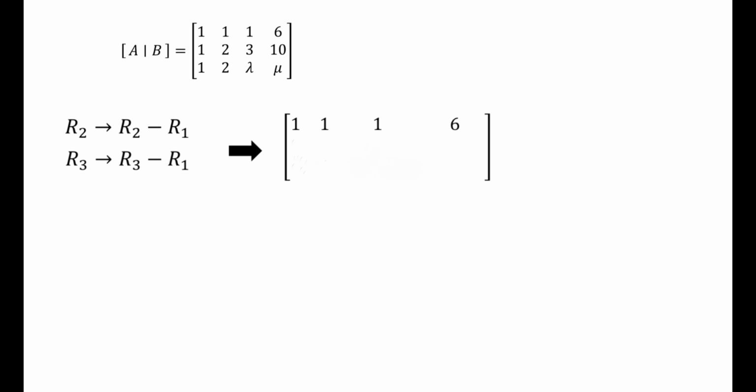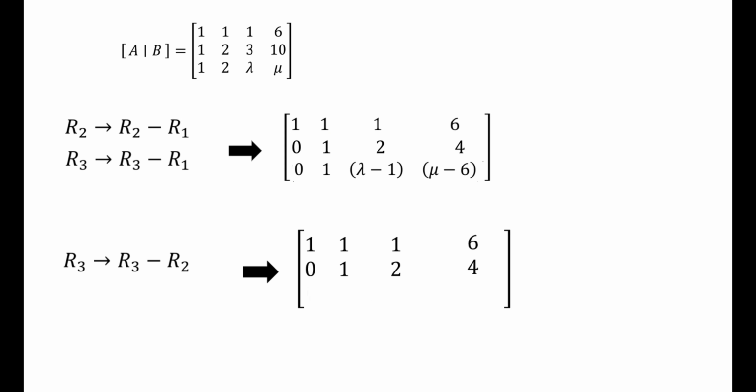While reducing this matrix in echelon form, the operations will be changing R2 as R2 minus R1, R3 as R3 minus R1. So the first row will be written as it is. For the second row, we get 1 minus 1, 2 minus 1, 3 minus 1, 10 minus 6. For the third row, 1 minus 1, 2 minus 1, lambda minus 1, and mu minus 6. The last step in this process will be making this element 0 using R2. So the operation will be changing R3 as R3 minus R2.